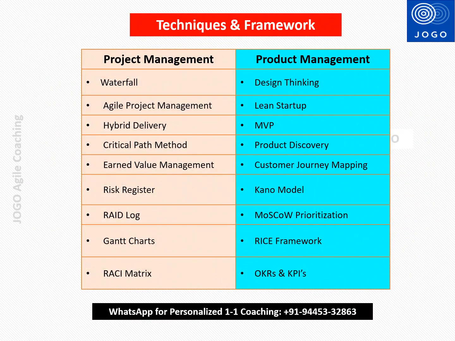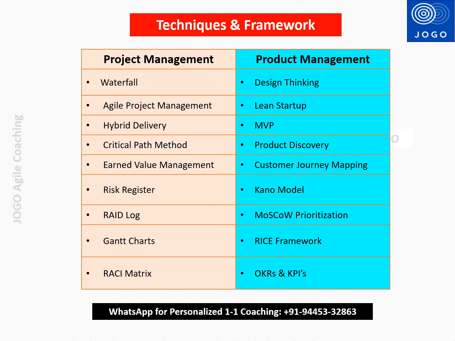Now let us understand various techniques and frameworks followed in the project management and product management. In the project management, the techniques and frameworks used are waterfall methodology, agile project management, hybrid delivery, critical path method, earned value management, risk register, RAID log, Gantt chart, RASCI matrix, etc. So these are all the few techniques and frameworks followed in the project management by the project manager.